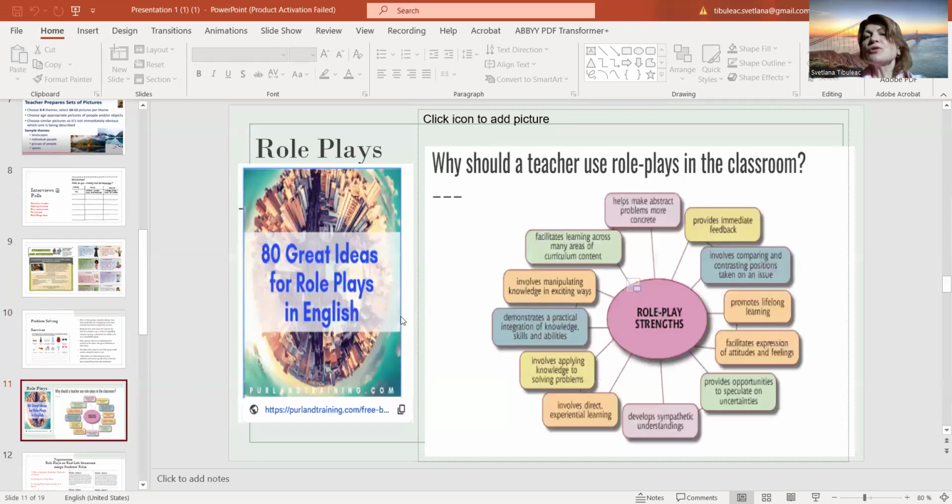Why should a teacher use role plays in the classroom? It's another strategy. It helps make abstract problems more concrete, facilitates learning across many areas of curricula, involves manipulating knowledge in exciting ways, demonstrates a practical integration of knowledge, skills, and abilities, involves applying knowledge to solving problems, involves direct experiential learning, develops sympathetic understanding, provides opportunities to speculate on uncertainty, promotes lifelong learning, provides immediate feedback.